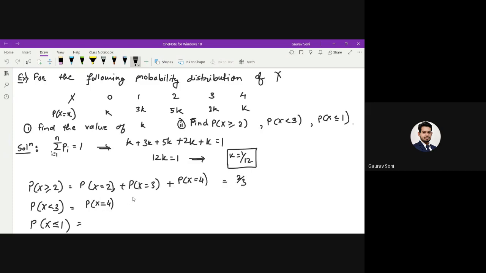Now X less than 3: probability of X equal to 0 plus probability of X equal to 1 plus probability of X equal to 2, which is 3 by 4. And the last one, probability of X equal to 0 plus probability of X equal to 1. The answer is 1 by 3.